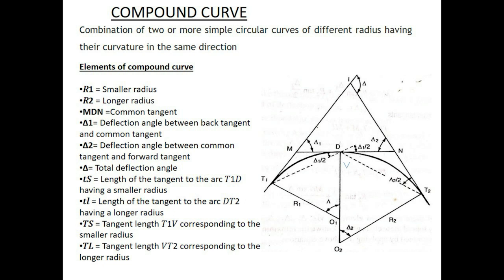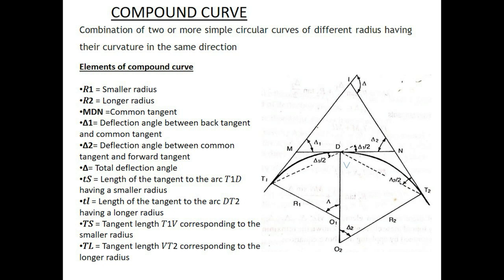So in this figure, we can see that there are two curves. First part of the curve with radius r1 and the second part of the curve with radius r2. So the elements of the compound curves are, we know that there are two radius, that is r1 smaller radius, r2 longer radius in this figure. The common tangent MDN, delta 1, which is the deflection angle between the back tangent and the common tangent, delta 2 equal to deflection angle between common tangent and the forward tangent. Then delta is the total deflection angle.